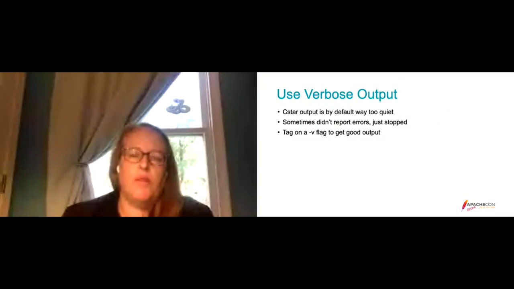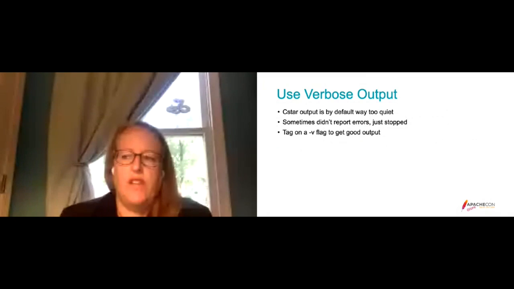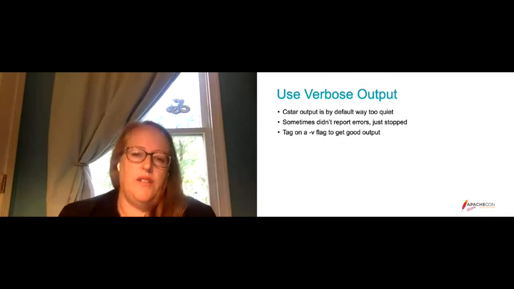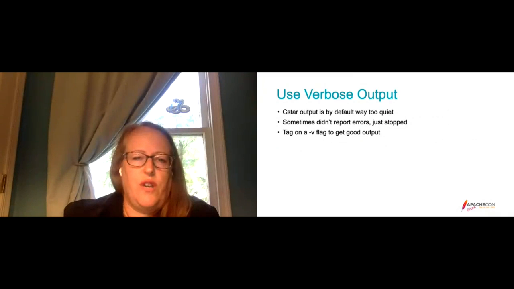The cstar output, I found it was too quiet. At some point early in testing the functionality, we ran into some errors and just didn't know why it wasn't working. It wasn't in the logs. I should have said, the logs don't really give you information about errors in cstar. They give you the output of your job. Turning on that verbose flag gives you a lot more error reporting. It's going into your job's logs, so it's better to have that information for history anyway.